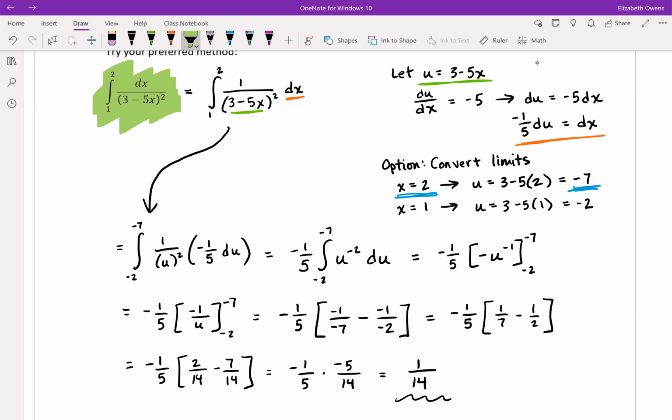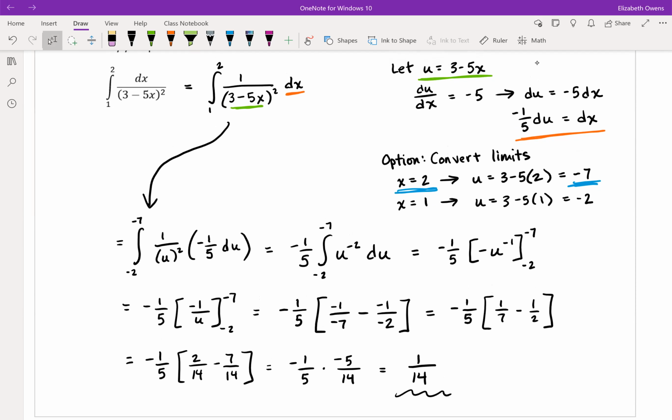All right, notice how we never went back to x at any point during this strategy, since our integral was in u and our limits were in terms of u. We never needed to go back to x. We still found the correct answer, but we didn't have to switch our variable back. Okay. Now, let's do this same problem, but let's use the other approach where we don't convert the limits.